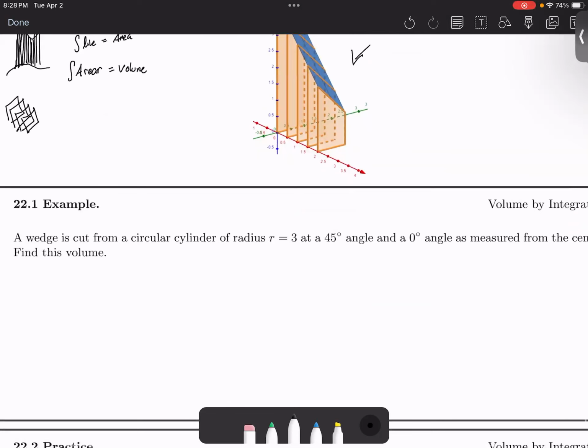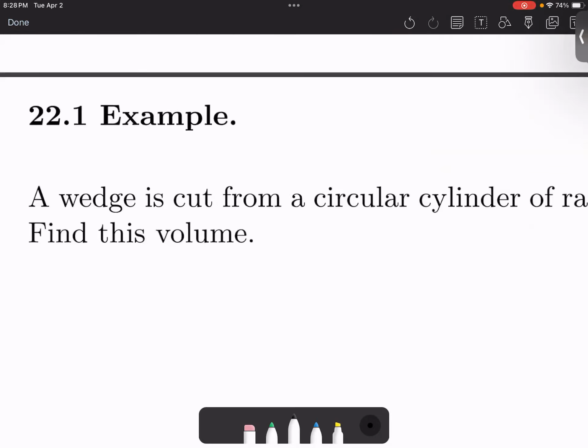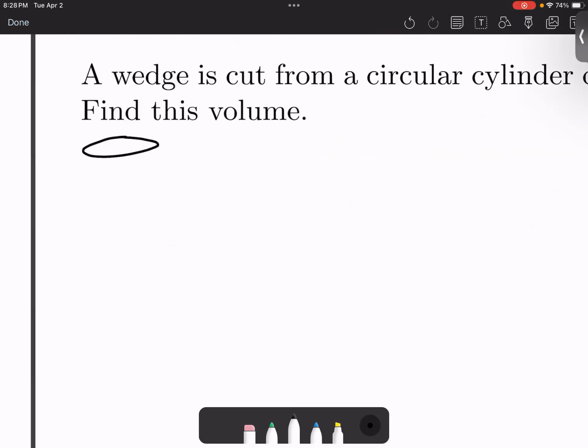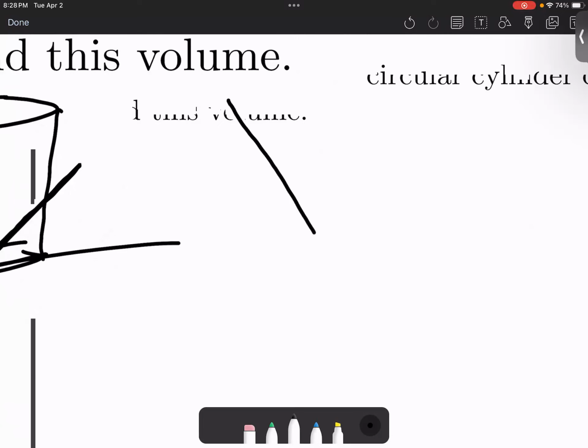Example 22.1 asks us to find the volume of a circular cylinder of radius r equal to 3, and we're going to cut it at a 45-degree angle and a 0-degree angle as measured from the center. If I can just rough sketch this, I've got a circular cylinder, and I'm going to cut it at a 0-degree angle, so it has a flat bottom, and from the center, I'm going to cut it at a 45-degree angle. I'm going to try to draw a decent idea of what's going on here.